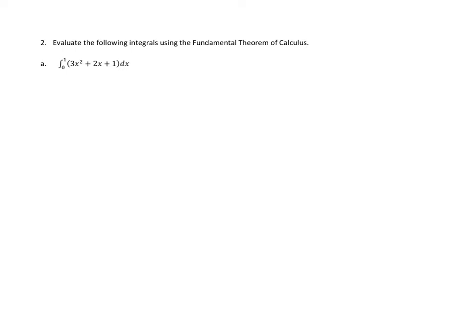To solve this definite integral, we need an antiderivative. So for 3x squared, that's x cubed. For 2x, that's x squared. And for 1, we get x. And this is going from 0 to 1. If you put in the upper bound of 1, you get 3. If you put in the lower bound of 0, you get 0. And that makes the answer to this problem simply 3.